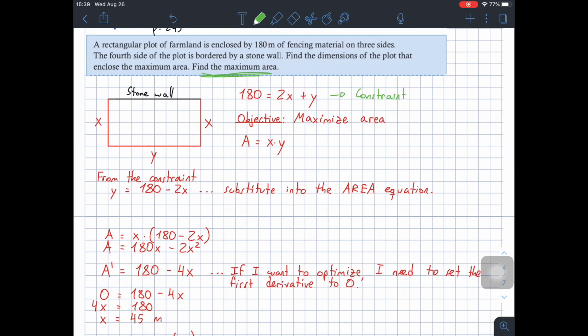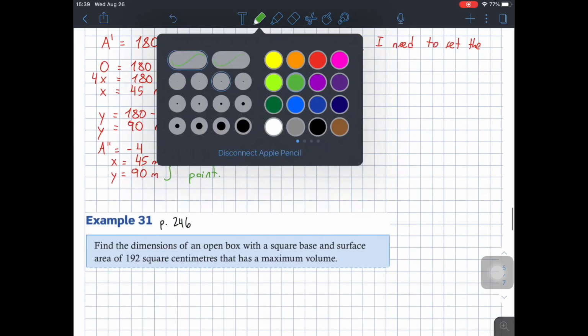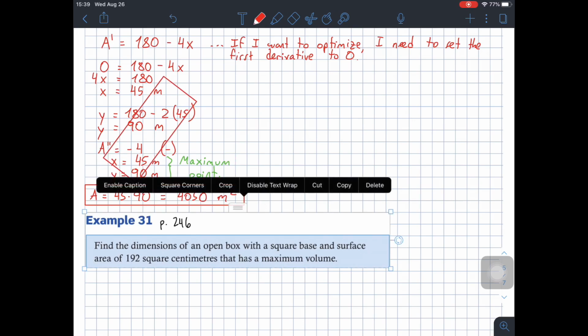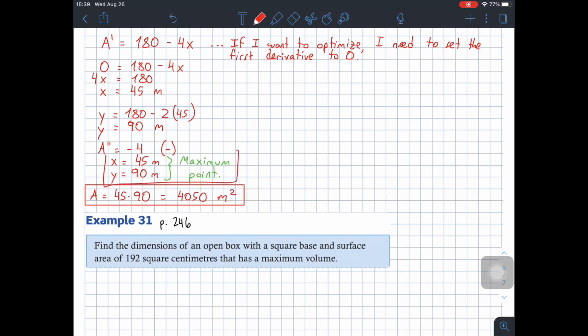And then it says find the maximum area. How do we calculate the area? We just need to do x times y. So the area is equal to x times y, which is 45 times 90, and 45 times 90 is equal to 4,050 meters squared. Okay, so this is the maximum area, and these are the dimensions of the rectangle that will maximize the area.